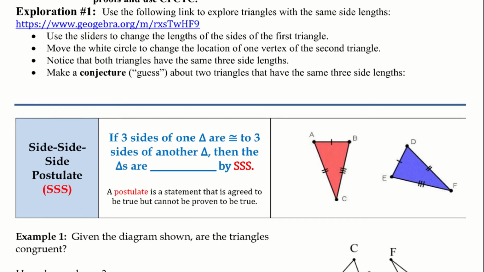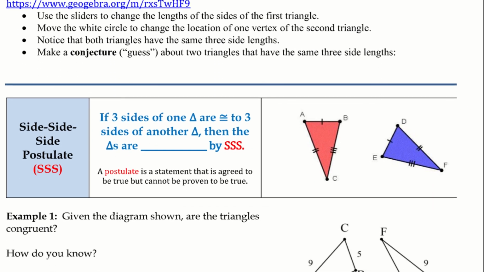Alright, now that you had a second to do that, let's talk about the side, side, side postulate, so SSS. If three sides of one triangle are congruent to three sides of another triangle, then the triangles are congruent by side, side, side. So if you want to write the word, you can. I just like to write the symbol.